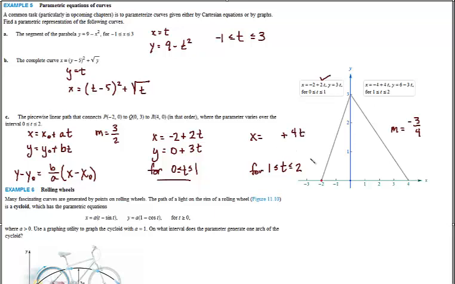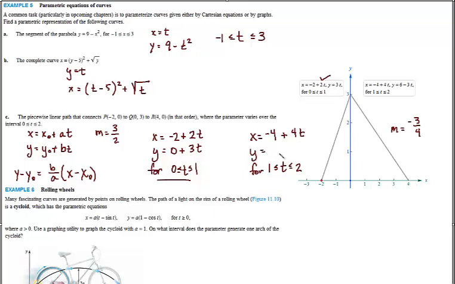Now for my x naught, I need for my x to be 0, and when t is 1, we have a 4, so this needs to be a negative 4. In order for my t to be 0, let's make sure that when t is 2, I get a 4 here for my x, and if I plug in a 2, I do get a 4, so that works.